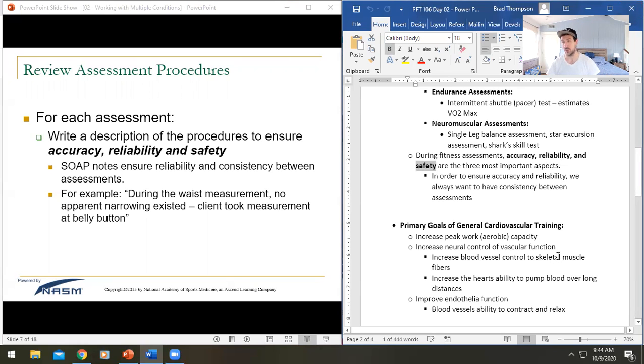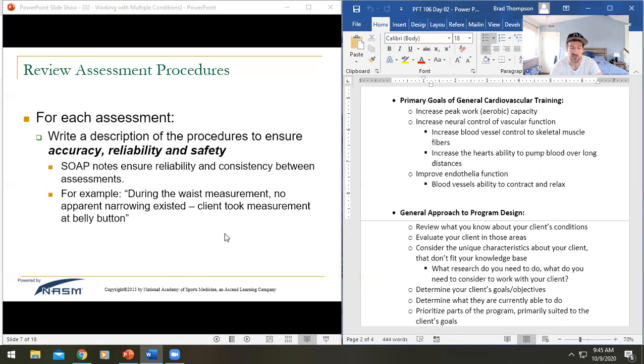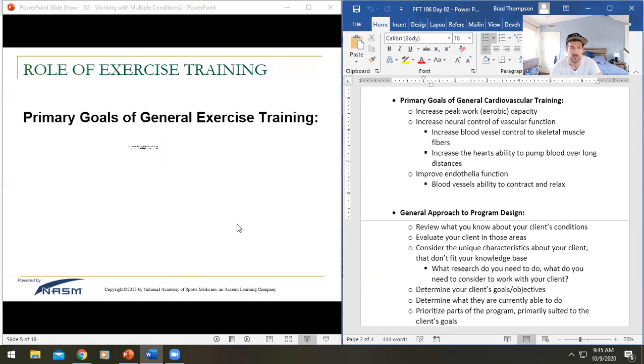You should always make sure that your client has the capacity to even perform these assessments. Don't do the Rockport walk test if you don't think your client can walk a mile. Don't put your client on a 3-minute step test if you think that they're going to lose their balance and fall off that step, right? So make sure there's always a high level of consistency between your assessments, and write down in your SOAP notes what assessments you feel are most effective for your client.